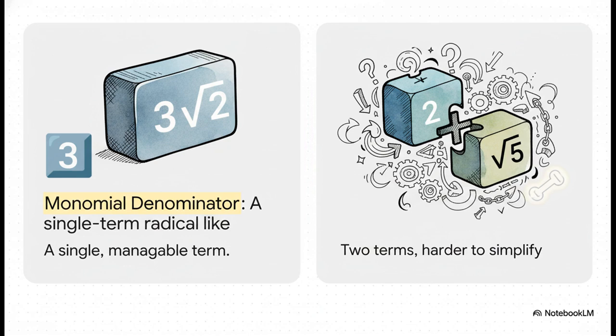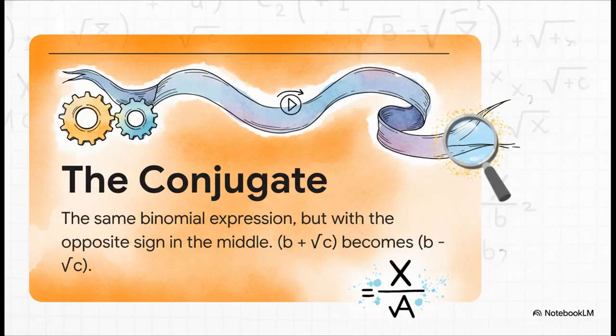Now, if we just tried multiplying by root 5 like we did before, we'd have to distribute it, and we'd still end up with a radical in the denominator. That doesn't work. We need a different tool for the job. And that tool, our secret weapon, is something called the conjugate. It's a simple idea, but it's incredibly powerful.